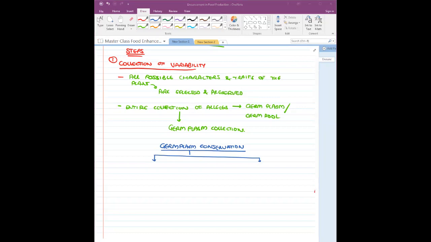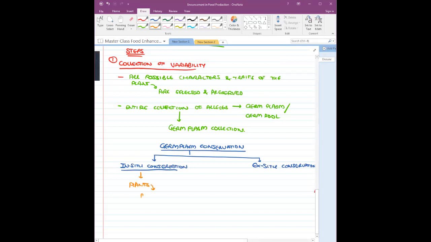How will you conserve it? Now there are two ways of conservation. Either it can be in situ conservation, or it can be ex situ conservation. Now what is the difference between the two? In in situ conservation, you are going to preserve it in the same place. Wherever it is present, the plants are preserved in their original location.